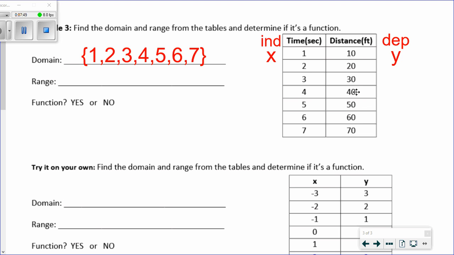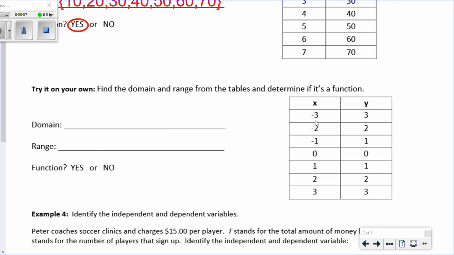Distance, 10, 20, 30, 40, 50, 60, 70. Those are already in order, so I write those down. Commas in between, braces around, and no repeats. Now, is it a function? Yes, because none of the x's repeat. Okay? You guys try this one on your own. I was nice to you, and I gave you an x and a y, so you don't have to figure that part out.